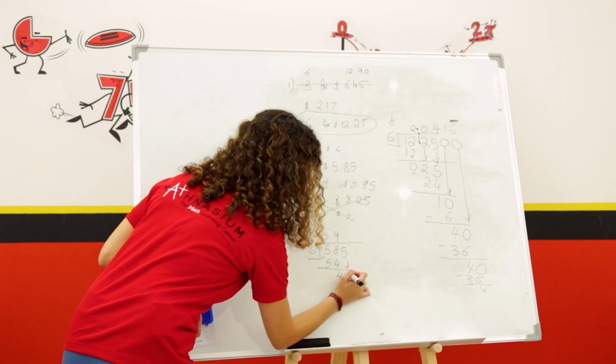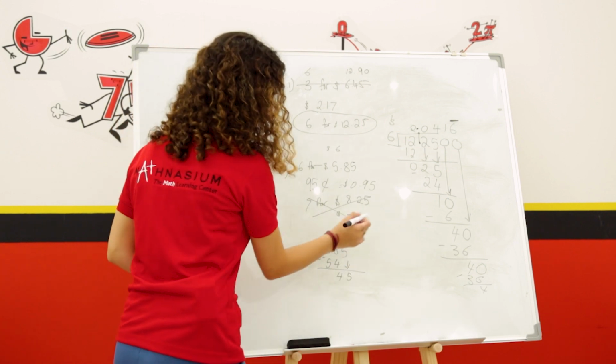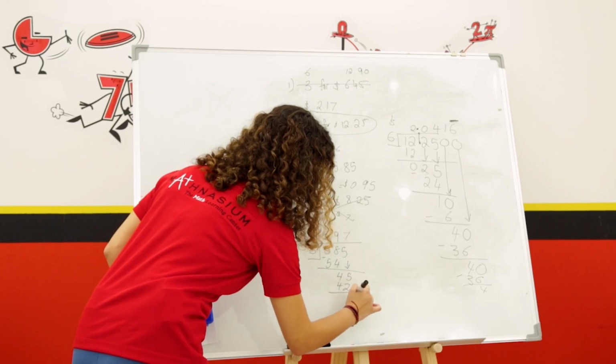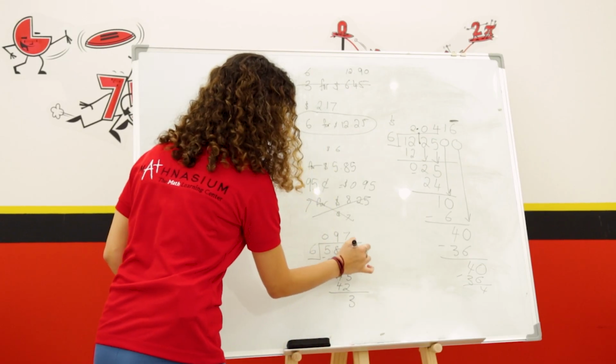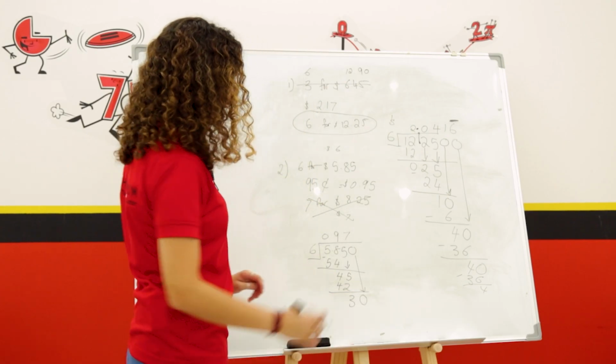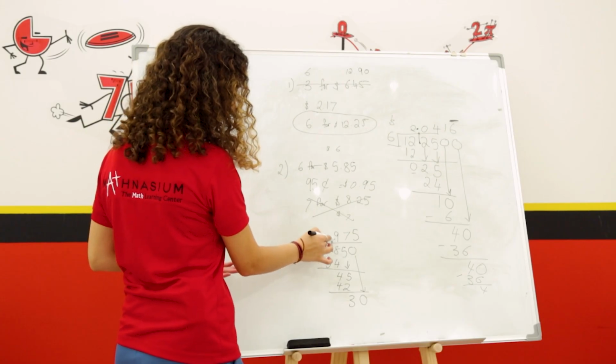Let's bring down the next number. How many groups of 6 fit into 45? 7 groups of 6, which is 42, remainder 3. Let's add another 0. How many groups of 6 fit into 30? Exactly 5. Then we can bring the decimal point up.